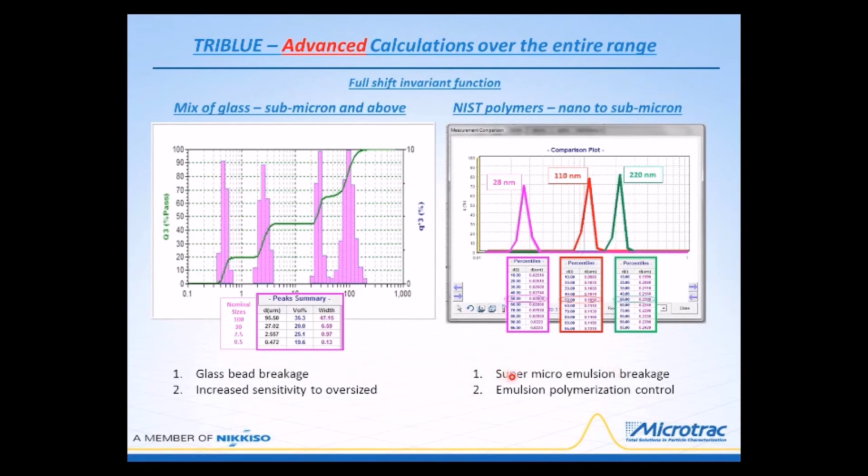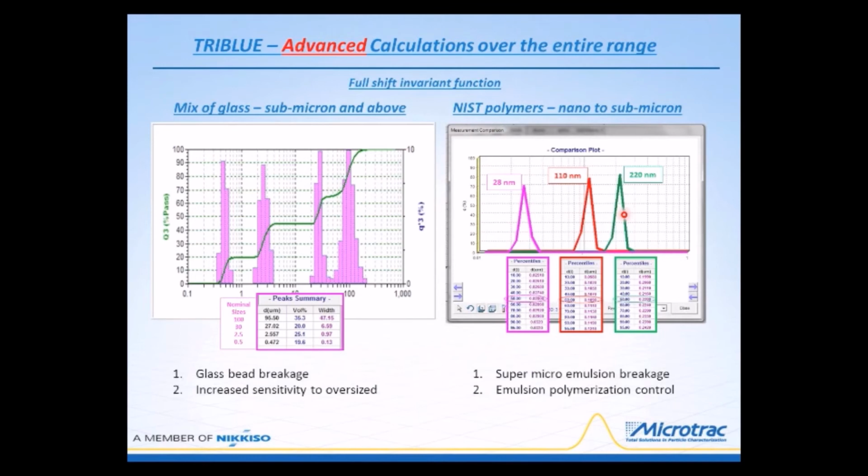Now, the importance of this is that if you're making a supermicron emulsion, which would be down in this size here, and the emulsion is breaking, then, depending on whether it's an oil and water or water and oil emulsion, the secondary phase will come together. Then the oil droplets start to coalesce and form larger particles. With the design that we have in the Tri-Blue, you would be able to see those particles developing. This would be an indication that the emulsion is unstable.